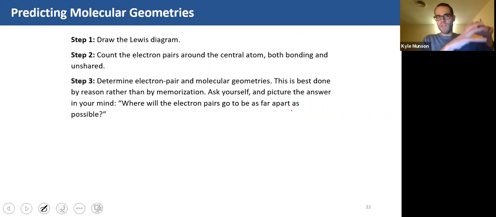Like I said, that was just a bunch of things that I was saying, but how do we take that knowledge and apply it to problems? Well, first step, we have to draw the Lewis structure. If you're not familiar with that, go back to the other video and learn how to draw Lewis structures, because I'm going to go much faster drawing them in this video. Then count the electron pairs around the central atom, both bonding and unshared. From that information, we're going to be able to determine the electron pair and molecular geometries.